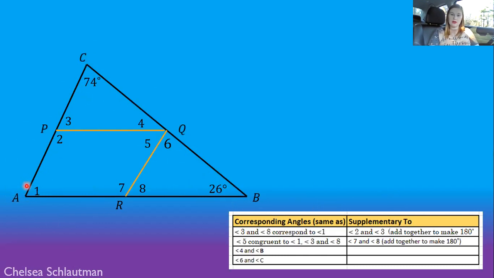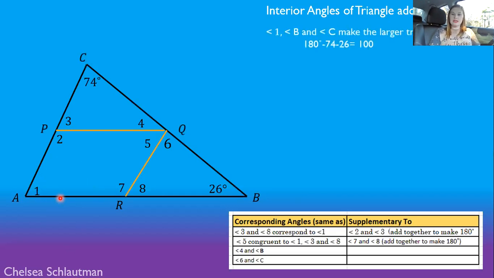We need to find that degree. So the interior angles of a triangle will add up to 180, no matter what type of triangle it is. To find that angle 1, we're just going to subtract 74 and 26 from 180, which is going to give us 100. So angle 1 is equal to 100 degrees.